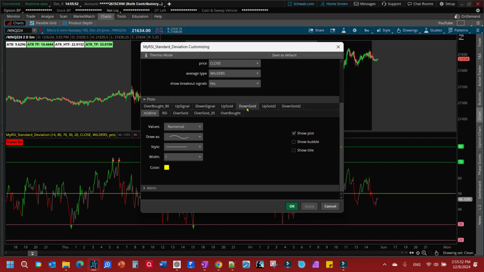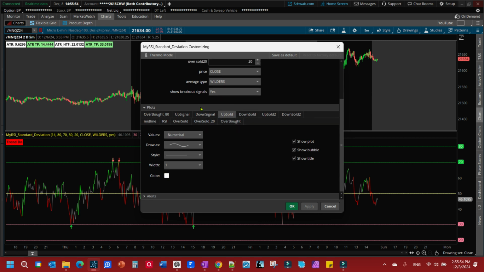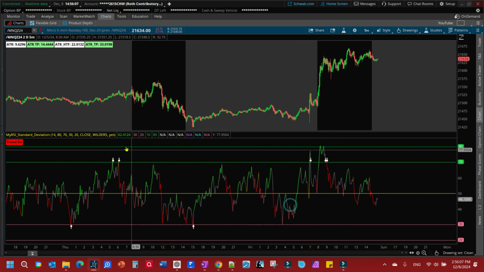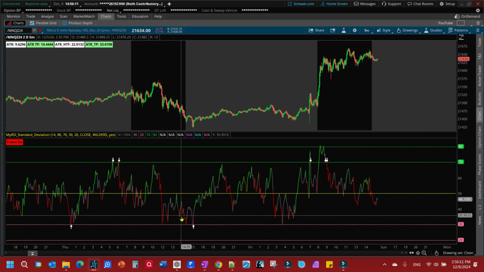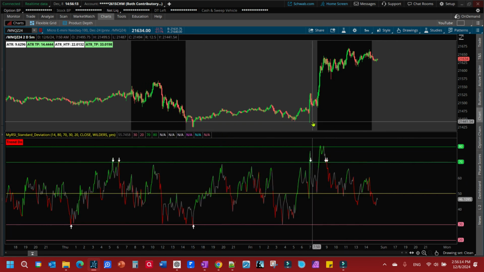But let's see here. Which one is it? There we go. Down signal, change that to white, just so I can see them, and up signal. Where's the up signal? There it is. Up signal, change that to white. So I'm going to get into the breakout signals, how they work, what it's doing, and some cautions you should take as well in this video.